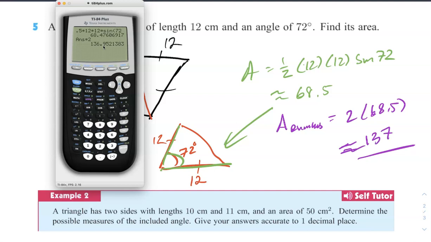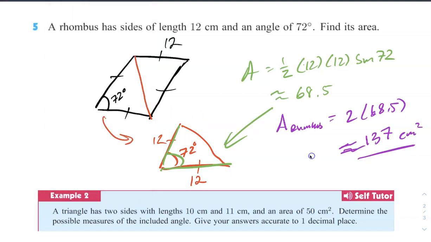Approximately. And remember, that is unit squared, so centimeters squared. Something like that. Right, so you find the area of one of them. Since it's a rhombus, you can times it by 2 to get the whole area.